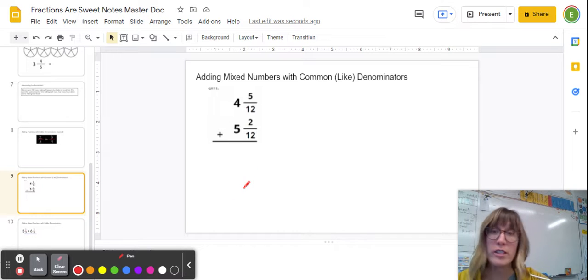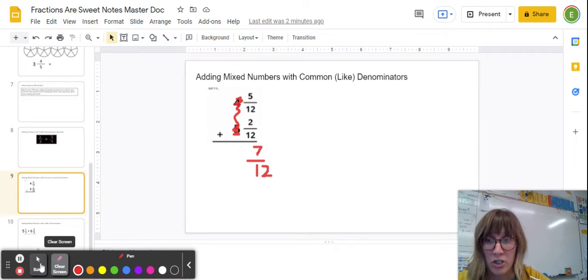So just like if we didn't have the whole numbers here, if we imagined these were just fractions, we would see that there's a common denominator, and we know that we can simply add our numerators. So 5 plus 2 gets us 7. And our denominator stays the same because that's our size of slice, if you will. So 5 twelfths plus 2 twelfths is 7 twelfths.